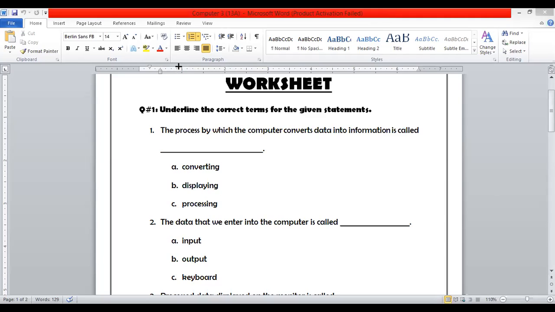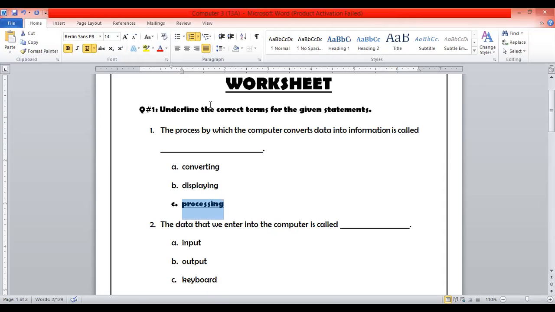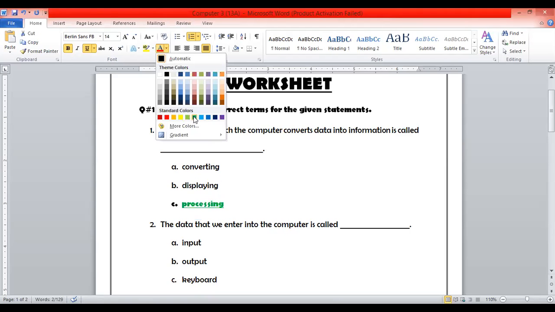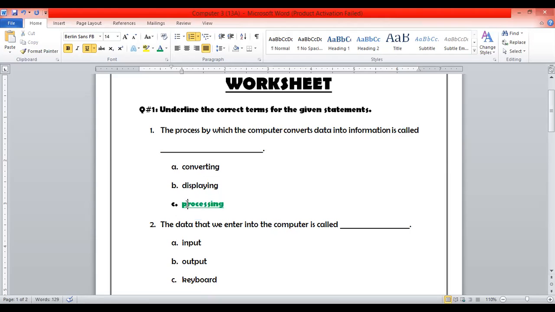Yes, Ahmad Jibril, you are right. Okay, let me make it bold. The working of computer is also called the processing. Let me change the color of the answer so that everyone sees it clearly. Answer for question number 1 is processing.